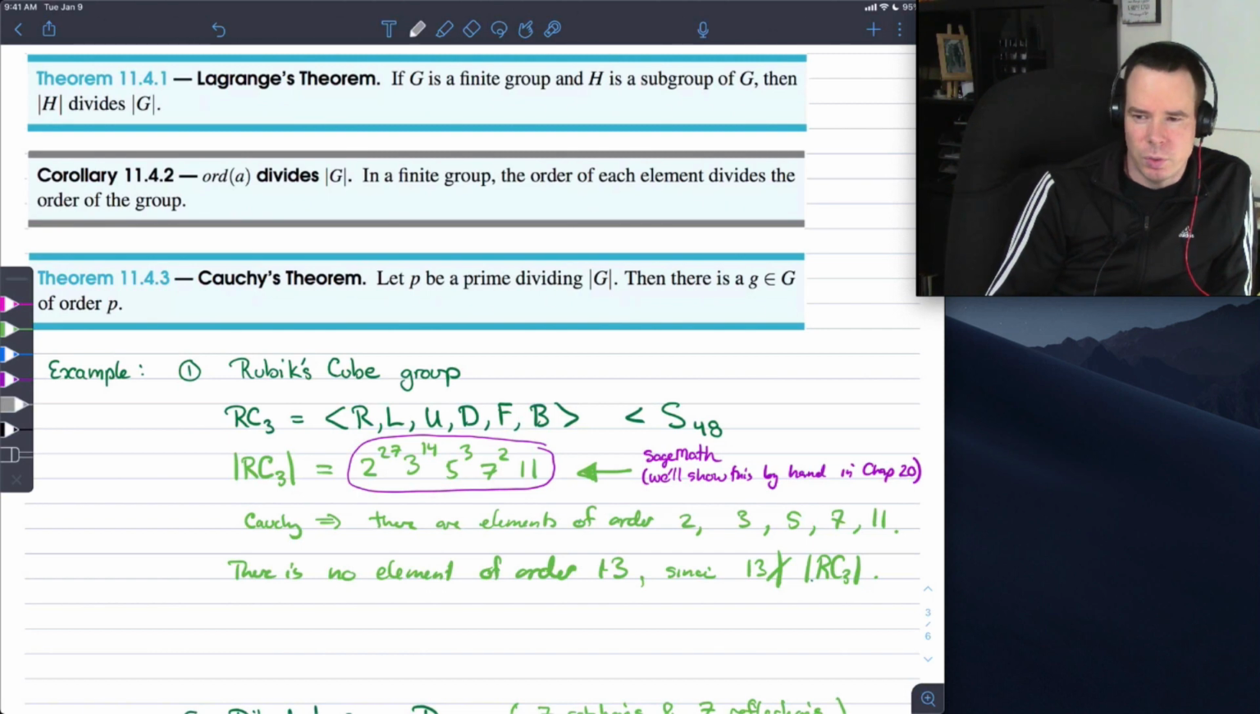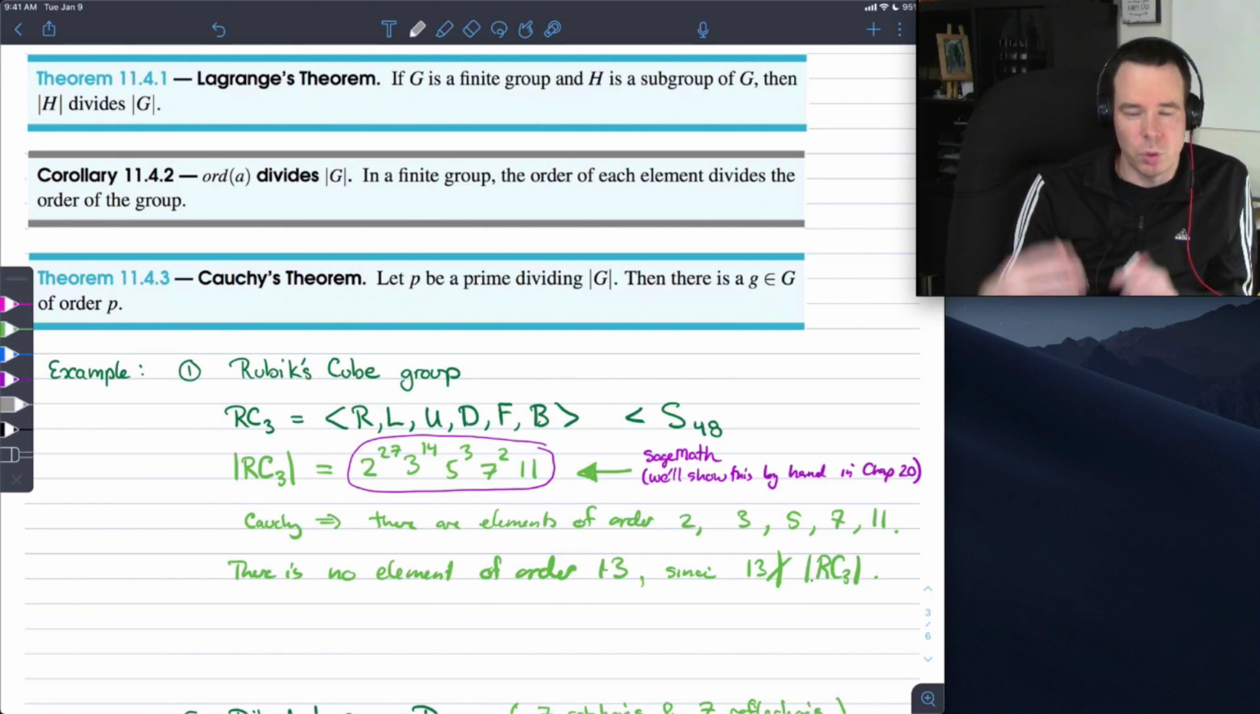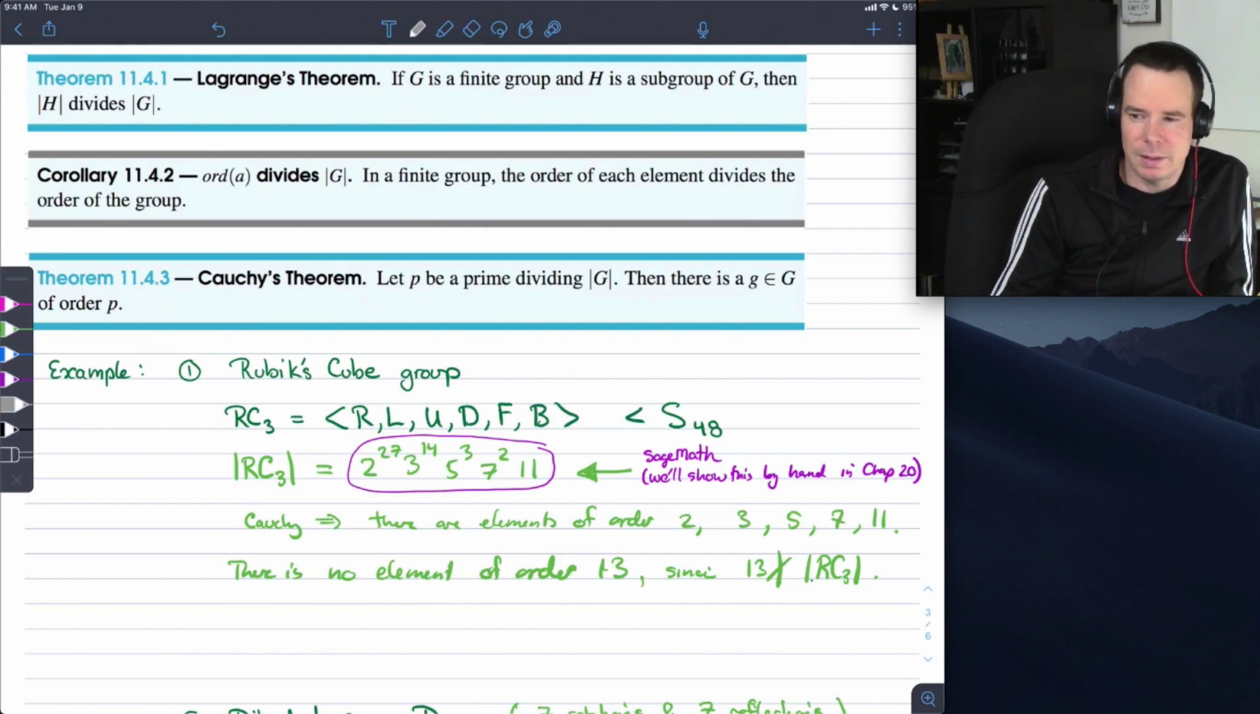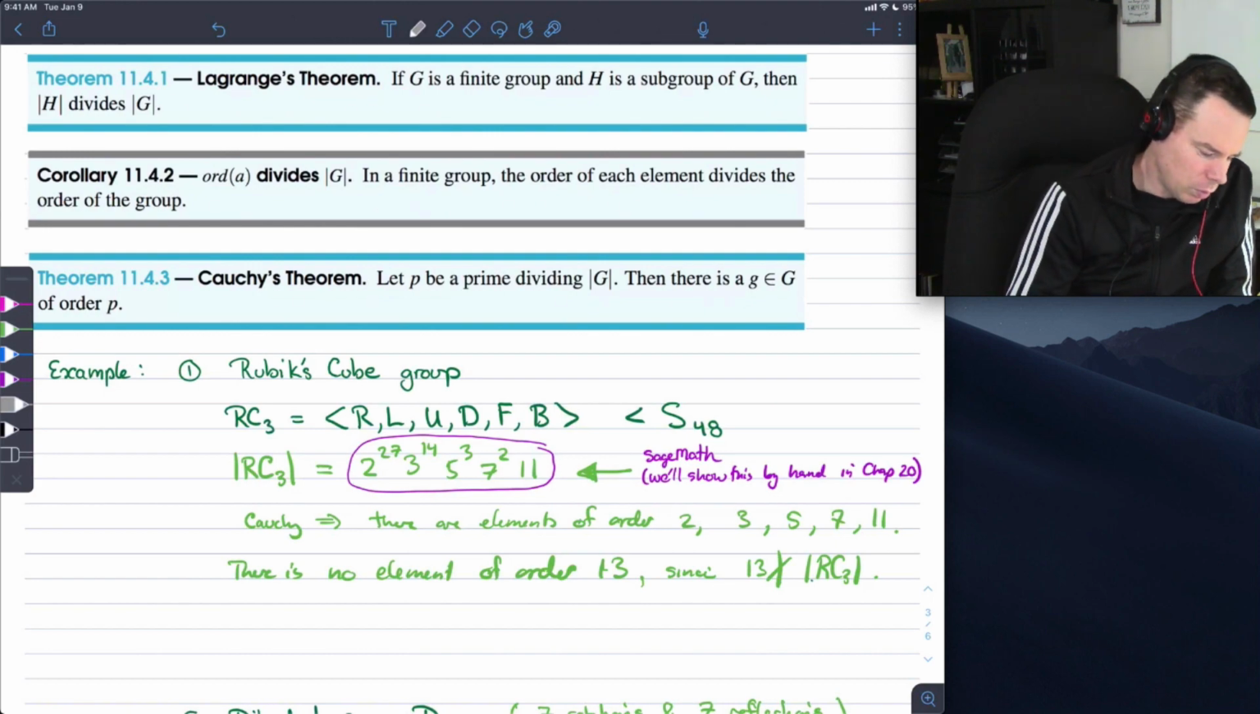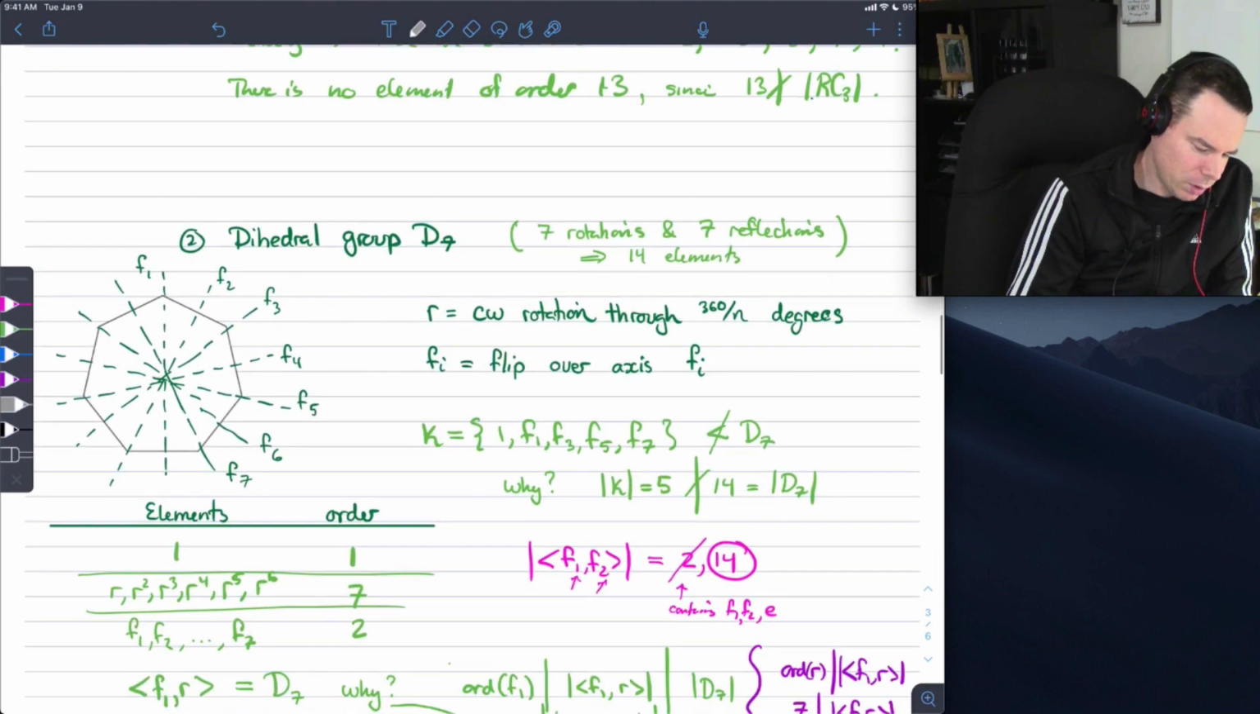And then as a consequence, corollary 11.4.2 says that the order of an element has to divide the order of a group. So those are two different uses of the word order. One is the order of the element, the smallest power that will turn it into the identity. And that order has to divide the order of the group, so the size of the group that it sits inside. So those are two important results that we have.